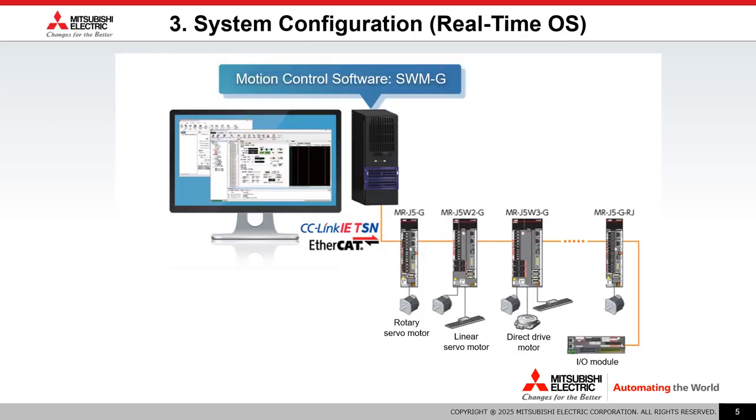Motion control software SWM-G can perform motion control and network control by simply installing the software to an industrial PC. The included real-time OS RTX64 enables the expansion of real-time operations on the industrial PC, enabling support for a drive control system that supports CC-Link IE TSN and EtherCAT.